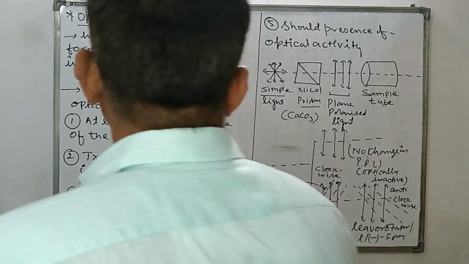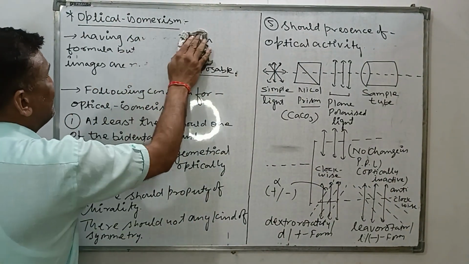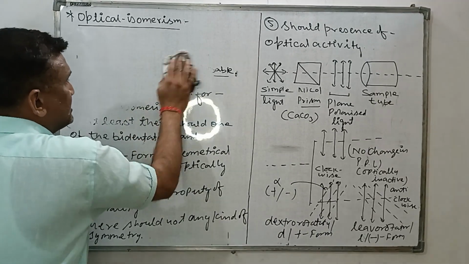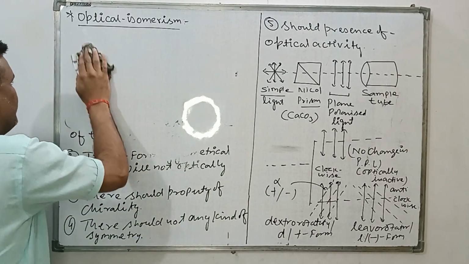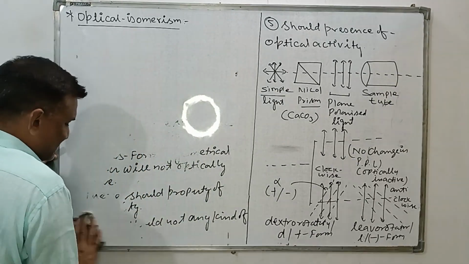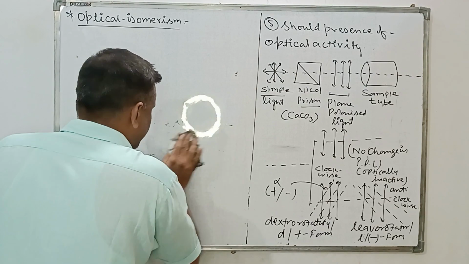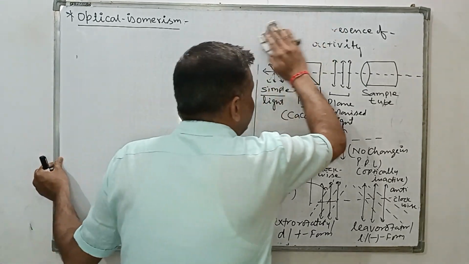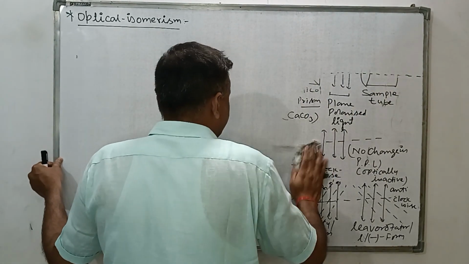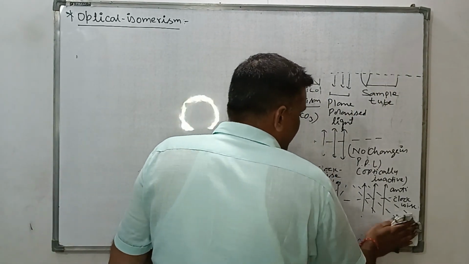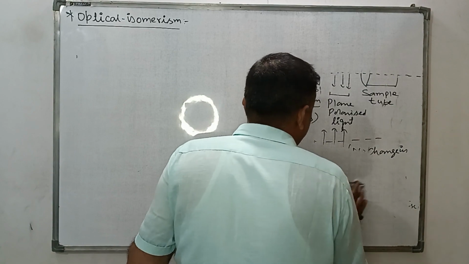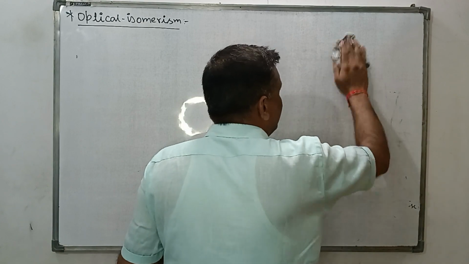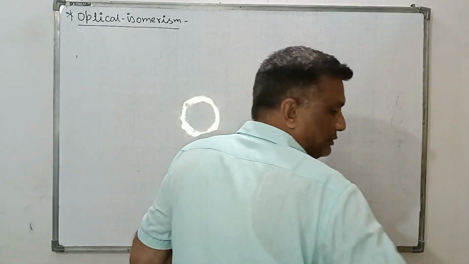Now, further, we can say that two isomers will be formed during optical isomerism. One is the D form as dextrorotatory, another is the L form, levorotatory. Dextrorotatory is a Latin word which means clockwise rotation, and levorotatory means anti-clockwise rotation. So both are very important, and this is the last video regarding isomerism.